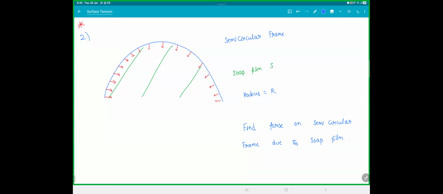You have a semicircular frame and you have a soap film. Now remember, you can't say S into pi r into 2 directly because all the forces are not in the same direction. Force is a vector quantity. You just can't add them. You have to add them vectorially. Let's see how will you integrate this. Take a minute.